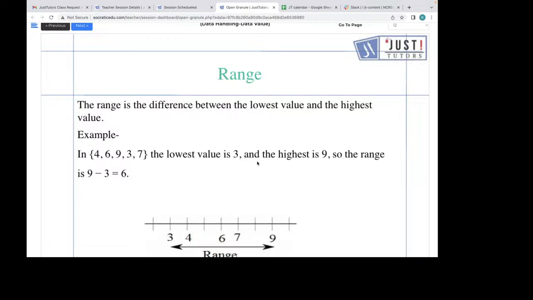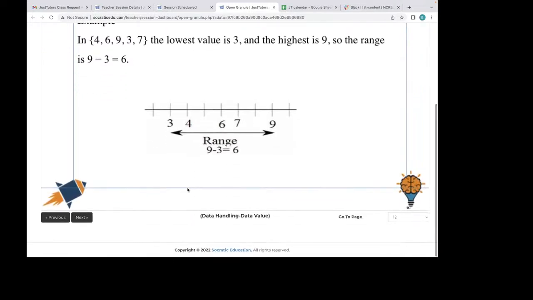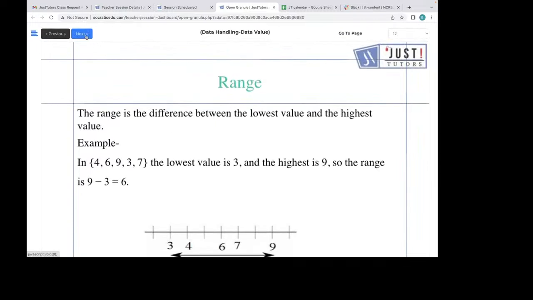लोवेस्ट वैल्यू कितनी है, 3 है, और हाईएस्ट वैल्यू क्या है, 9. So the range is 9 - 3, that is equal to 6. सो रेंज क्या रहेगी, 9 - 3 is equal to 6. Okay, so 6 is going to be the range of this data.